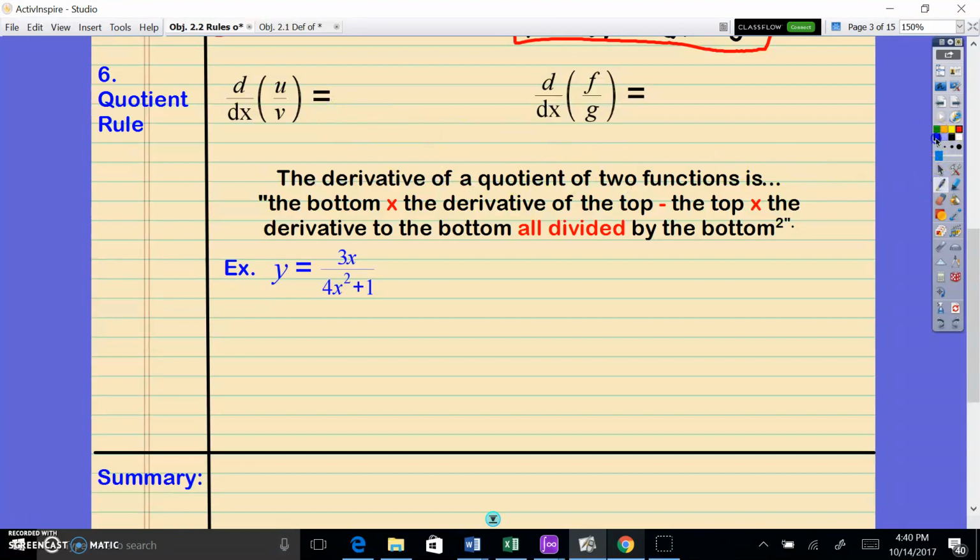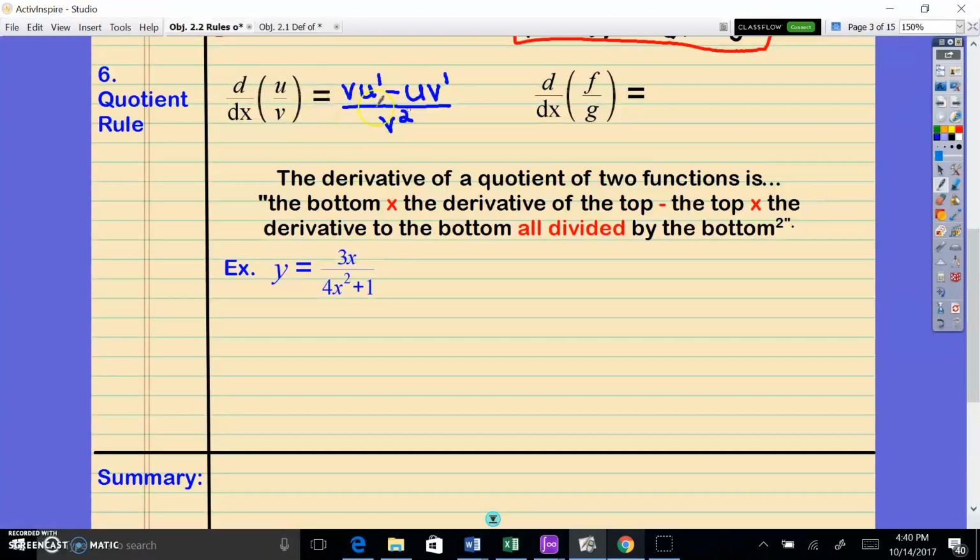So what's the formula then? There's a special formula. When you have a quotient that you cannot fix, in the previous video we talked about fixing quotients, then you have to follow this formula. And it's the bottom function times the derivative of the top minus the top function. It's very important, it's a minus, the top function times the derivative of the bottom, all divided by the bottom function squared. The bottom's not prime, it's just squared.